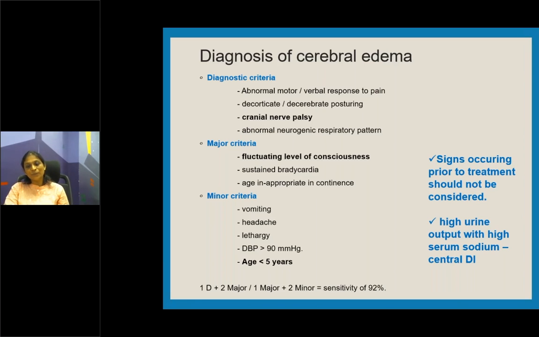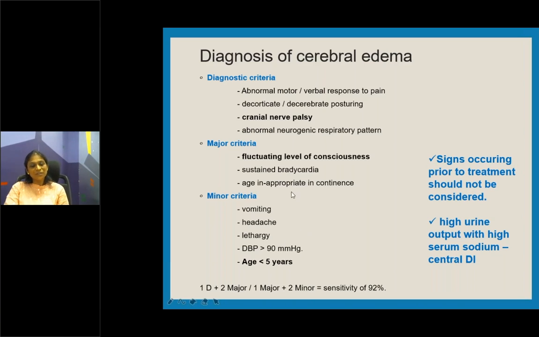These signs, when they are present prior to our initiation of treatment, should not be considered as cerebral edema. Why? Because children with severe DKA have already had multiple episodes of vomiting, they are very lethargic, and they can have an abnormal response to pain. We pinch them, they hardly moan. So we cannot make a diagnosis of cerebral edema at admission.